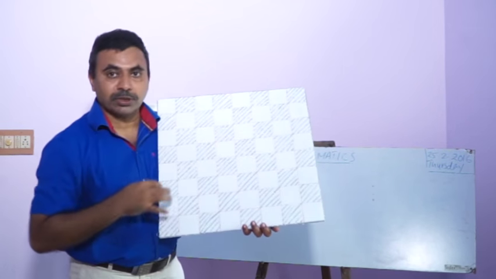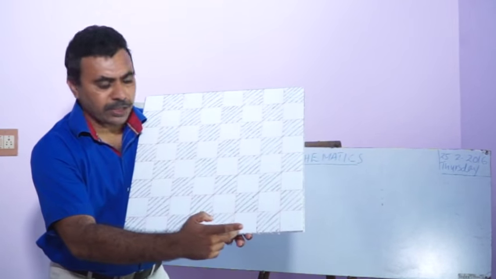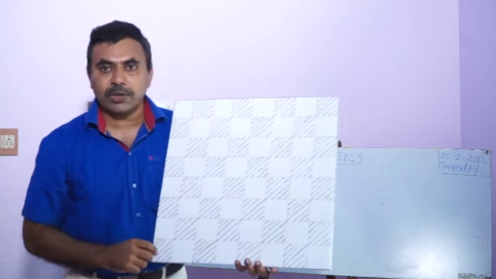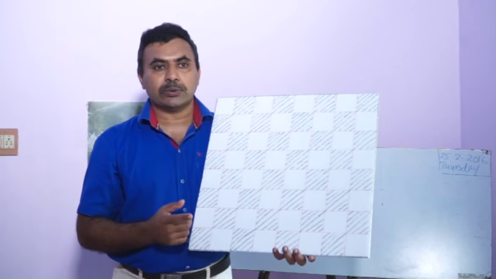Total length around. So from here to here, 8 units. Here 8, 8, here also 8. So 4 times 8. 32.